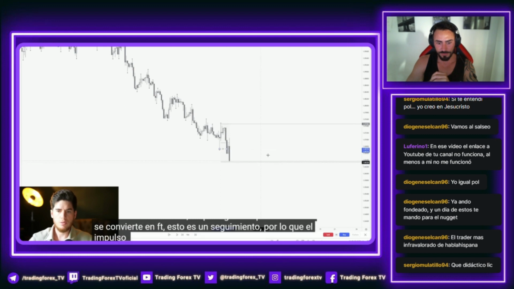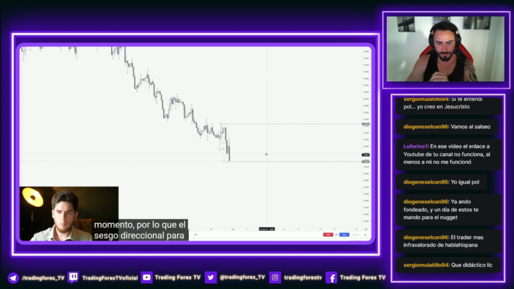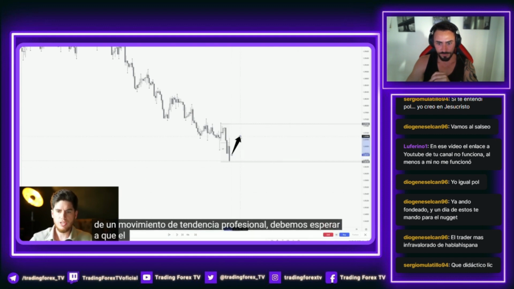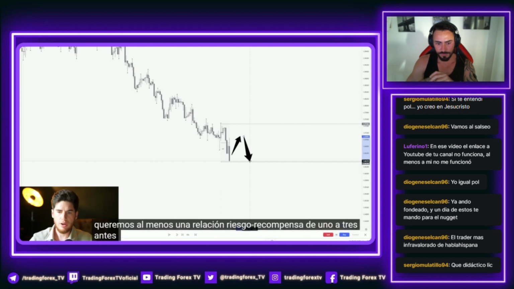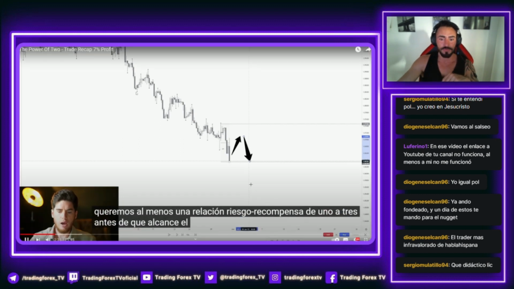So the momentum is now to the downside for the time being. So directional bias for us with FT is from a pro trend move, we need to wait for price to push into premium, and then we will look to sell in premium, and we want at least a 1 to 3 risk to reward ratio before it hits the 4-hour range low.